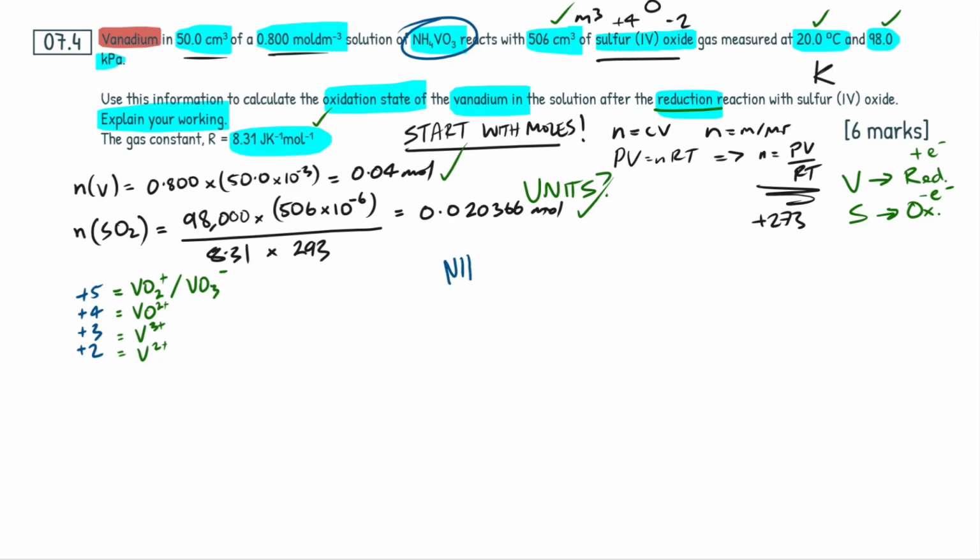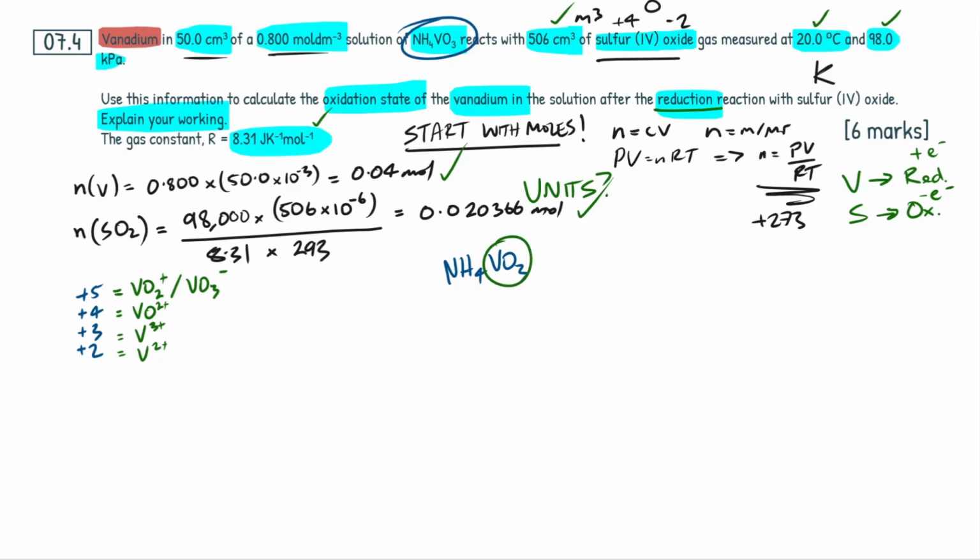NH4VO3, let's write that right here. NH4VO3, okay? Now, there are 2 methods to work out what the oxidation state of vanadium is within this compound. One is memory, one is process of elimination, right? So memory is this right here. So we've memorized that VO3 minus is +5 oxidation state for the vanadium.